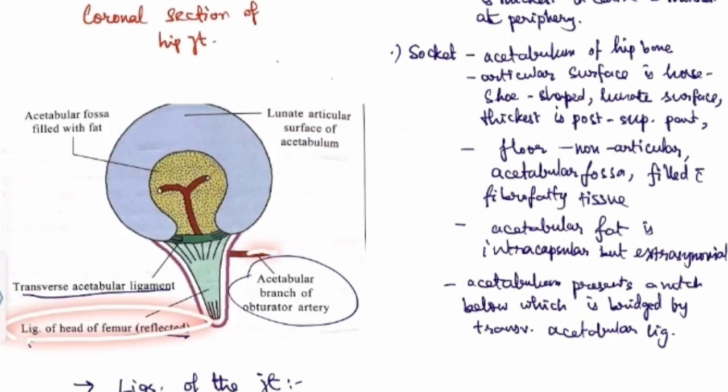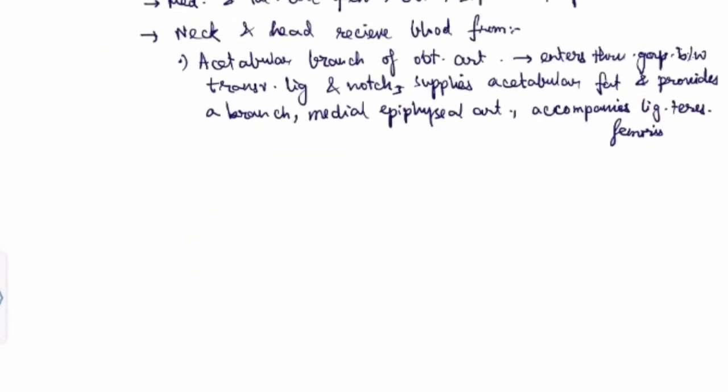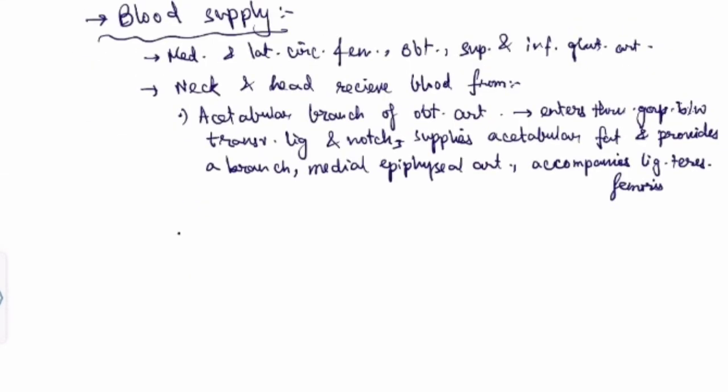Yes, ligament of head of femur. So this is basically going on. See, if it covers up, it will look like this. So it is mainly going along this path. That's why they say that it accompanies the ligament of head of femur. Let's go on to the next point.